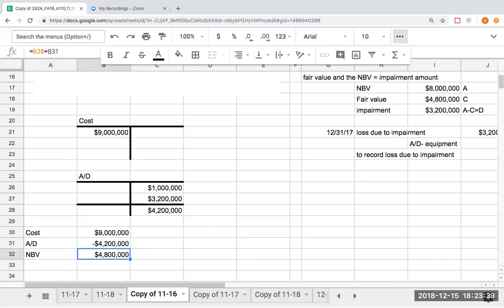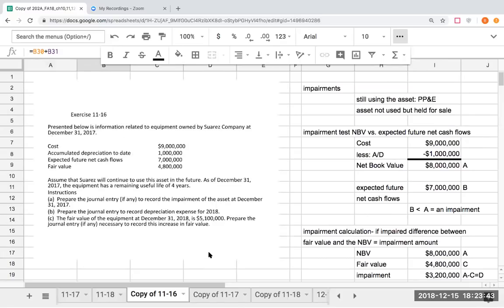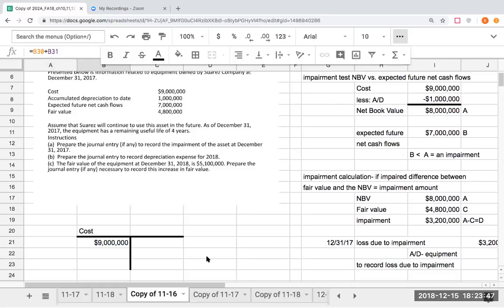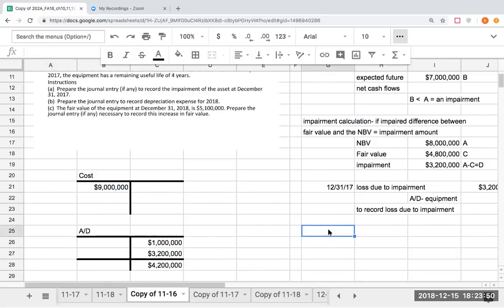So now this is what I'm going to depreciate over the next 4 years. Now I'm going to assume that we're going to go ahead and use straight line and no salvage value. So for part B, we're going to assume straight line depreciation and a 0 salvage value.